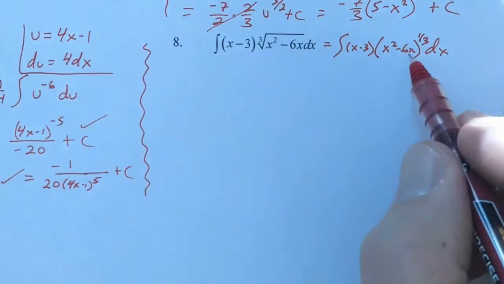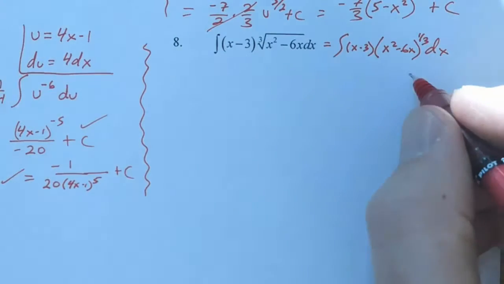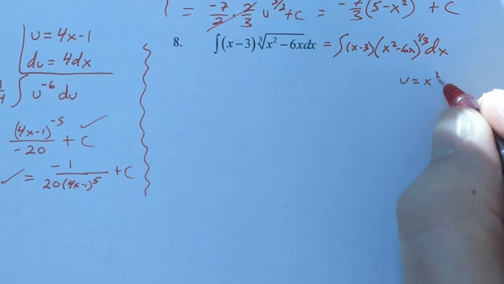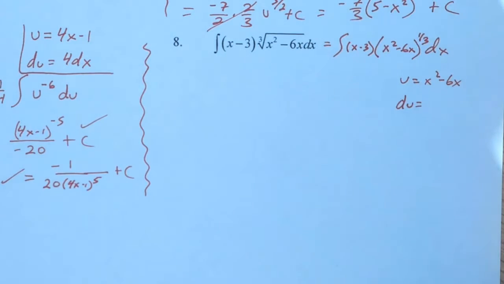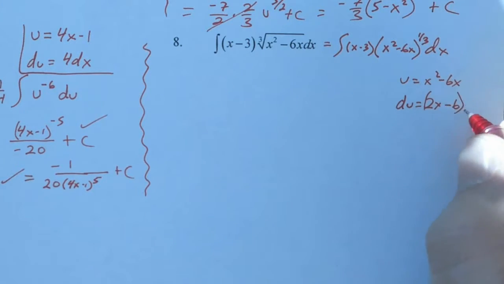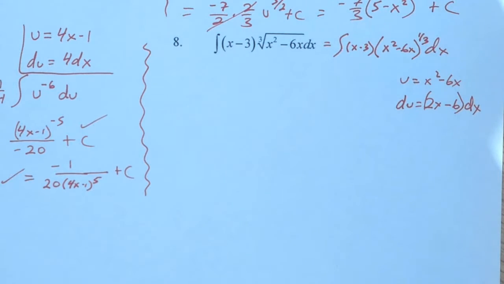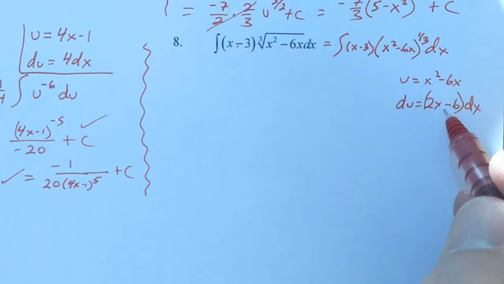This also shows us that our inner function is x squared minus 6x, so we can make u equal to x squared minus 6x. In doing so means we can solve for du. The derivative would be 2x minus 6 dx. Right. Well, we have x minus 3. We need 2x minus 6.